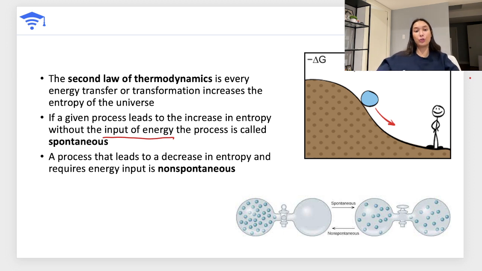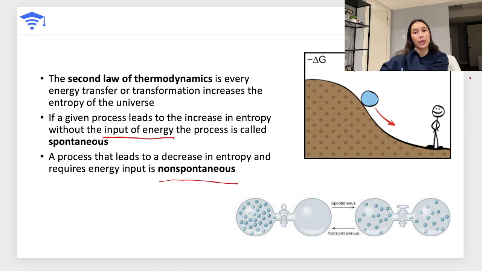It doesn't need any help to drive the process. It's just going to naturally happen, and it's going to happen on its own. You don't need to put energy into it, and it's going to increase entropy. So making something more disordered or more random is not going to require any energy, is what that's saying. And we'll use this diagram here because it'll be the most helpful. Now, a process that leads to a decrease in entropy and requires energy is non-spontaneous. Okay, so this is a process that won't happen on its own. You need to put energy into it.